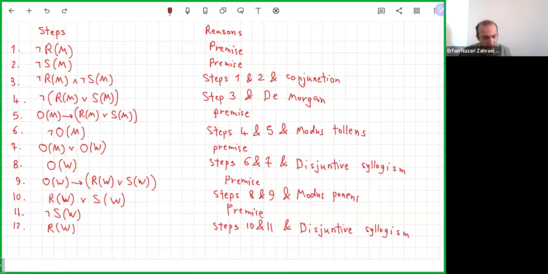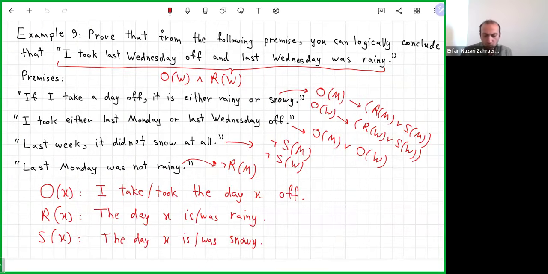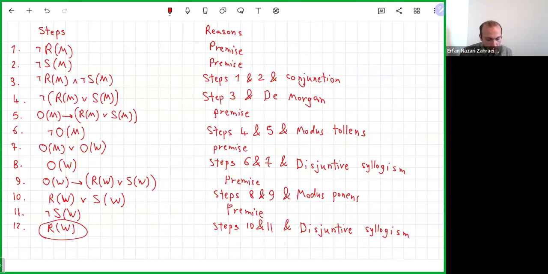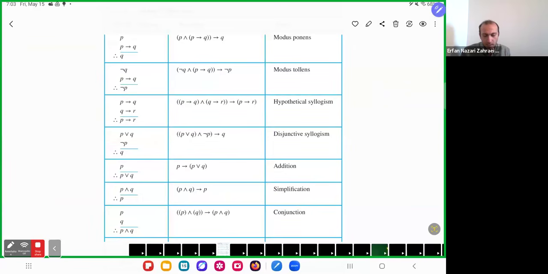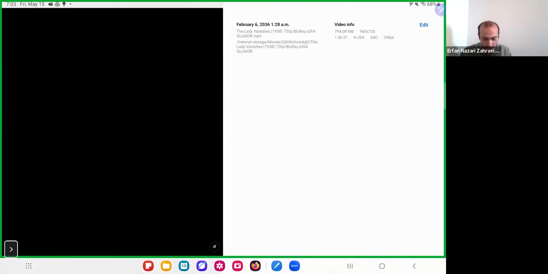I used all my premises and basically I'm in a very good position. What I wanted to prove is this: that I took off on Wednesday and also Wednesday was rainy. So I have Rw here and I have Ow here. Basically now I proved each of them separately. Now I should AND them. And this was what rule? It was conjunction. I once used it here. And you can AND them. If you look at the rules of inference, it's the second last one in this table. No, actually it's not the second last one. Yeah, it's the second last one.